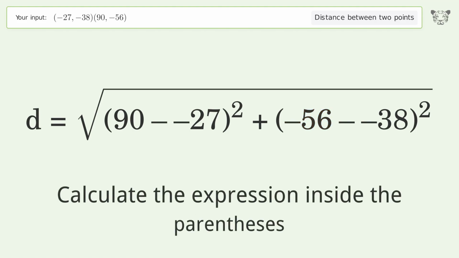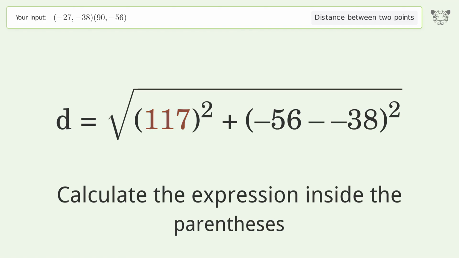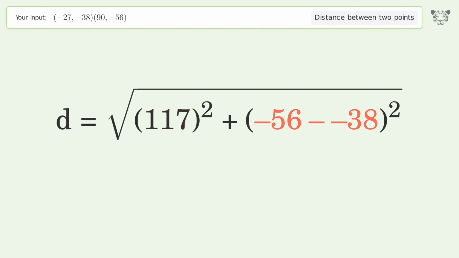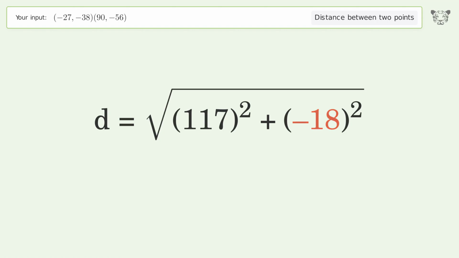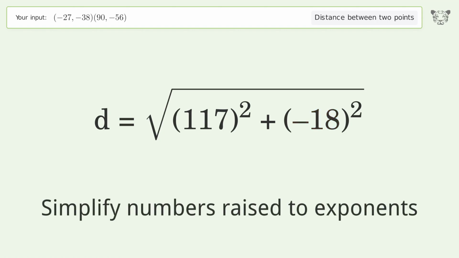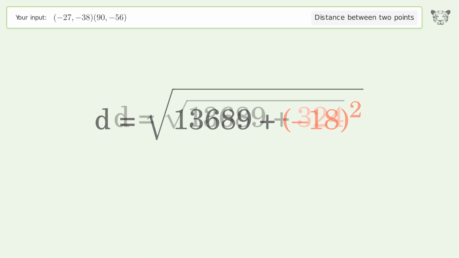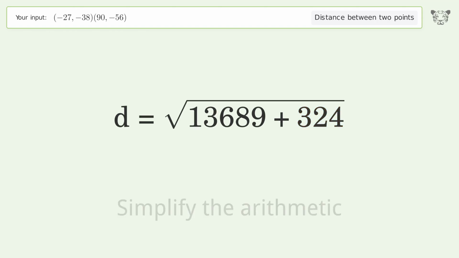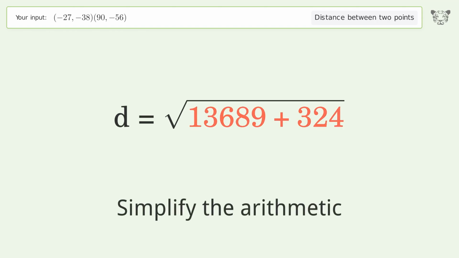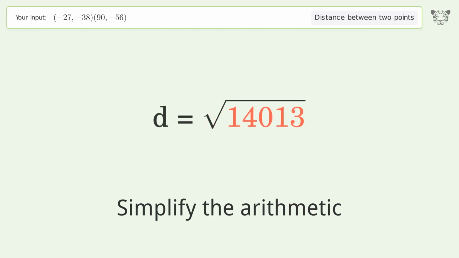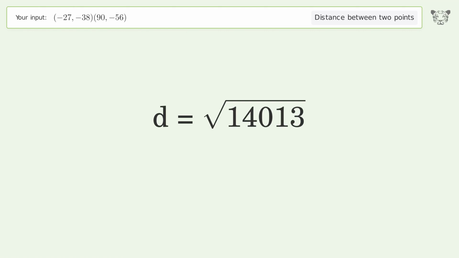Calculate the expression inside the parentheses. Simplify numbers raised to exponents. Simplify the arithmetic. And so the distance between the 2 points is the square root of 14,013, or 118.377.